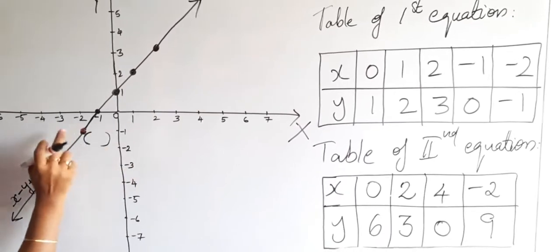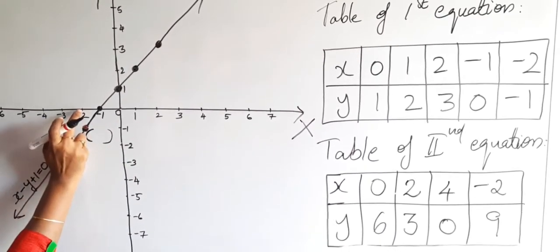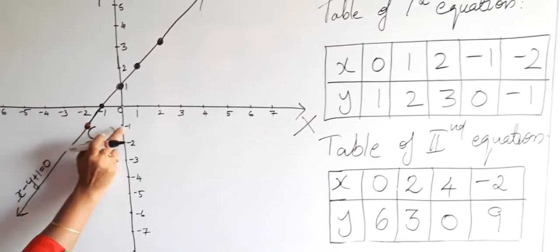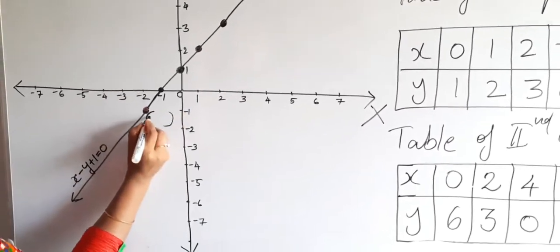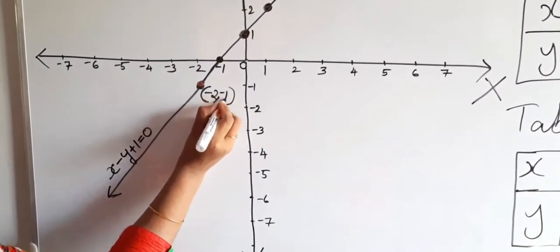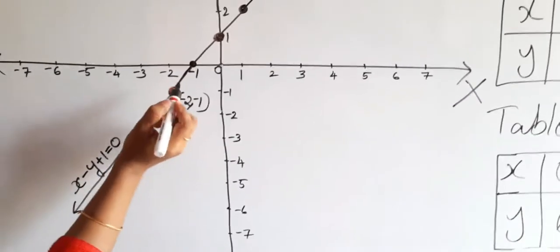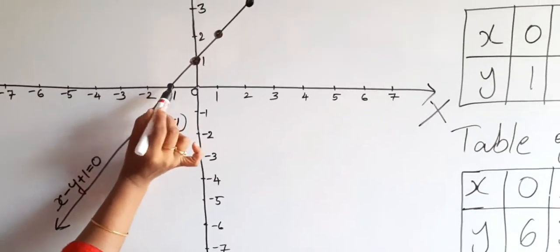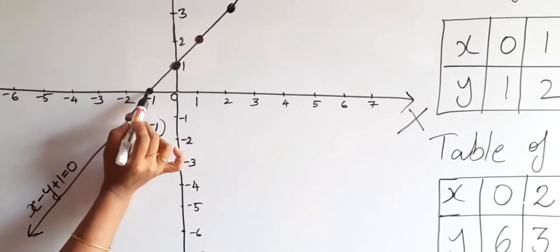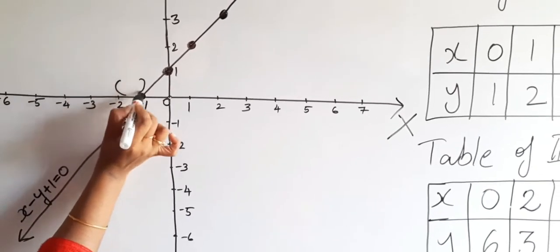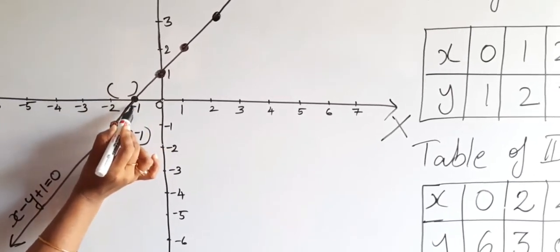So, the x value for this point is minus 2 and the y value is minus 1. So we can write the ordered pair minus 2, minus 1. Then the next point: here the x value is minus 1.